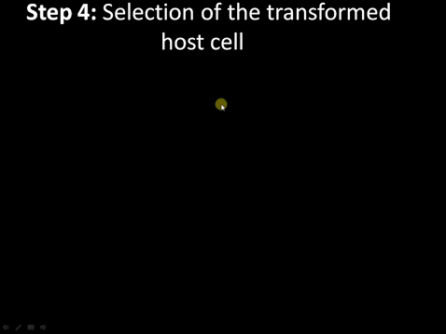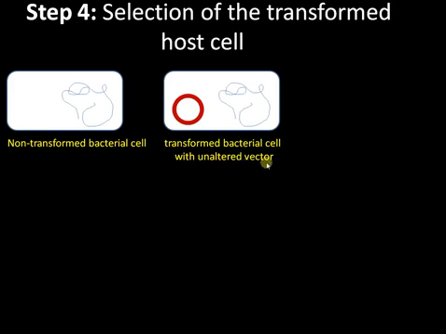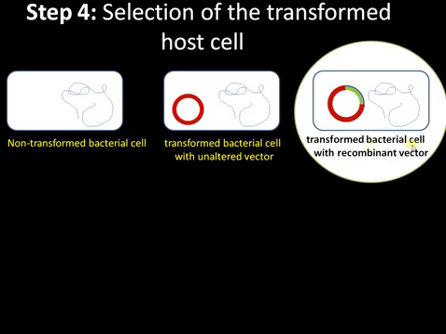Now step 4. After step 3, we will be getting 3 types of colonies: non-transformed bacterial cells without any change, transformed bacterial cells with unaltered vector, where the vector is there and the cell has transformed but without our gene of interest, and finally the transformed bacterial cell with our recombinant vector. This is the cell that we need to take, and this is the colony we need to select from the rest. The majority of the colonies belong to the other 2 groups.